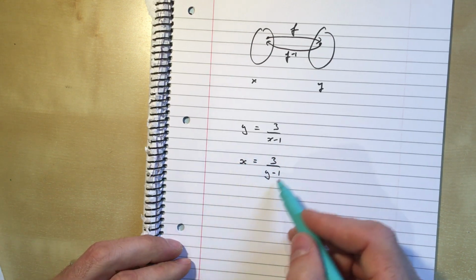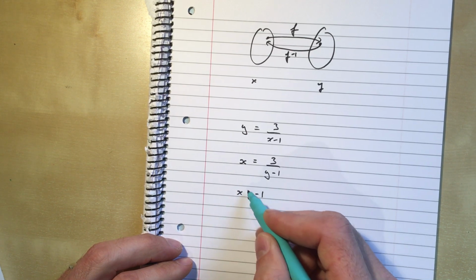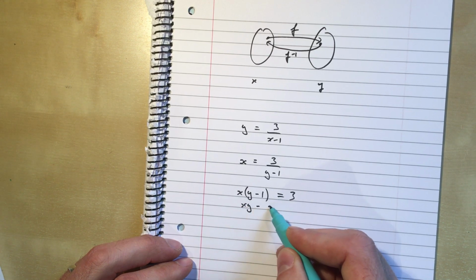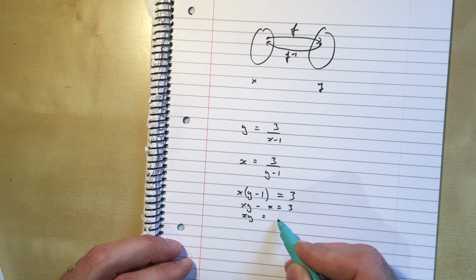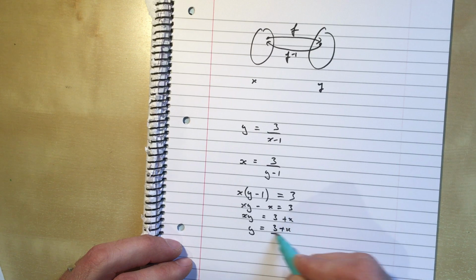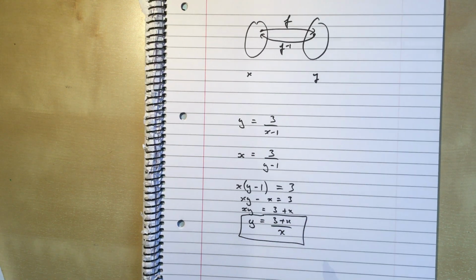All I need to do now is take this and rearrange it. So x times y minus 1 equals 3. xy minus x equals 3, yx equals 3 plus x, y equals 3 plus x over x. So that is now the inverse function, okay?